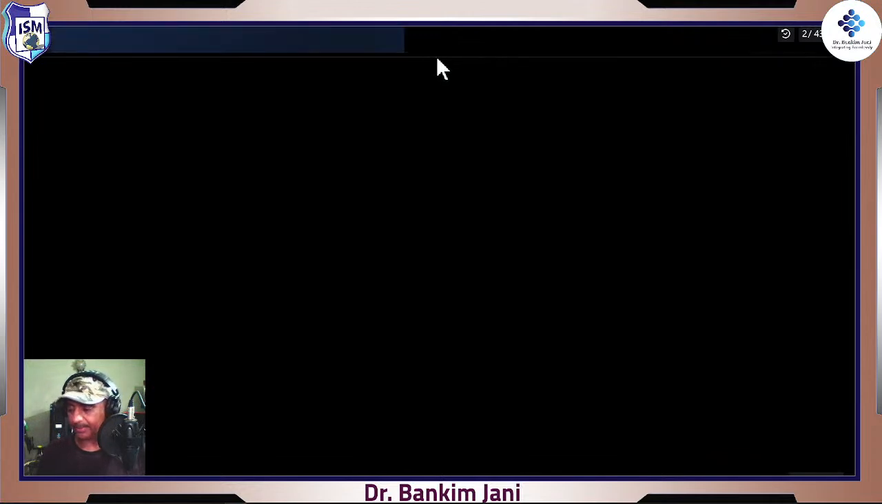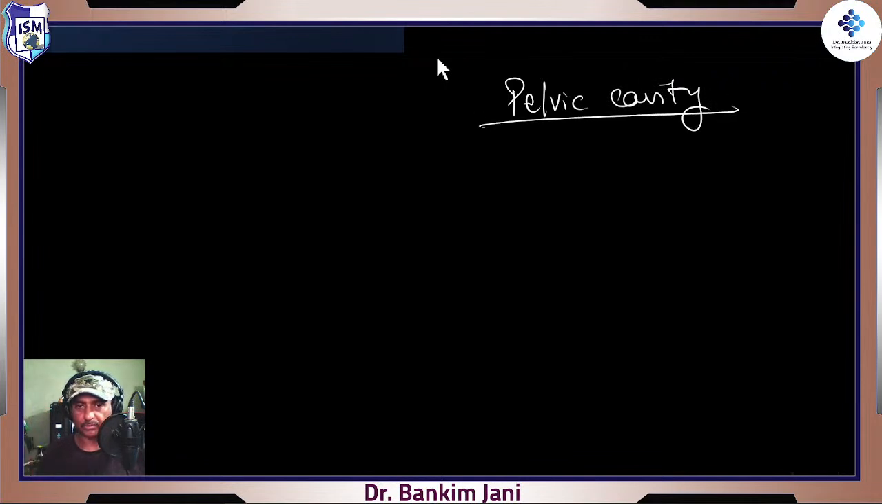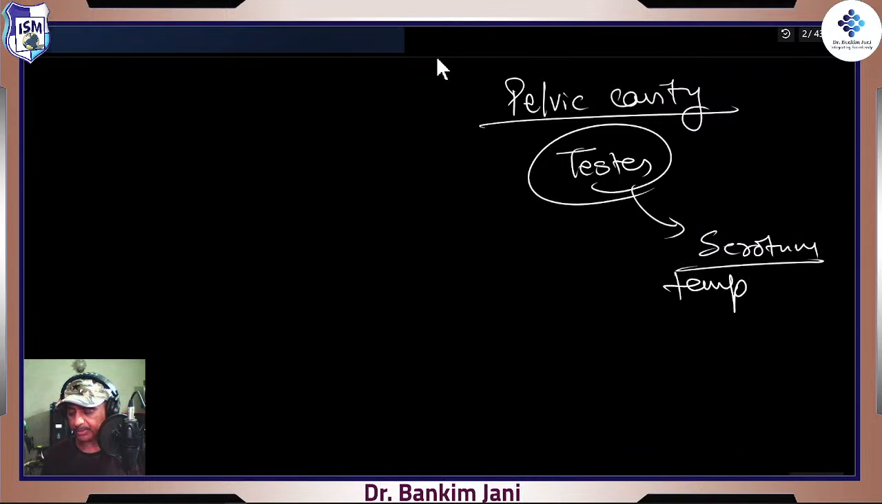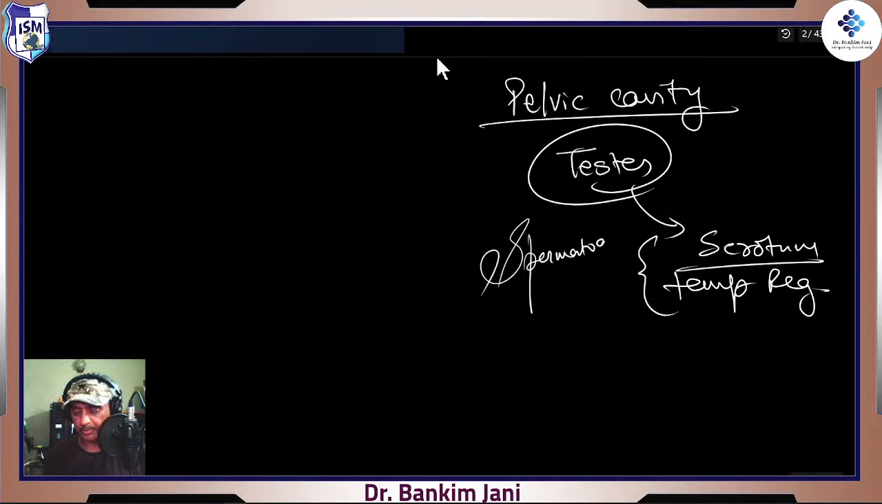Now one important thing: there are two cavities. One is the pelvic cavity. You'll find that almost all the genital organs are in it, except the testis. The testis is kept outside in the scrotum, a bag with temperature regulation. That's the reason the testis travels and then drops into the scrotum, so that it successfully performs spermatogenesis. This is one important point.